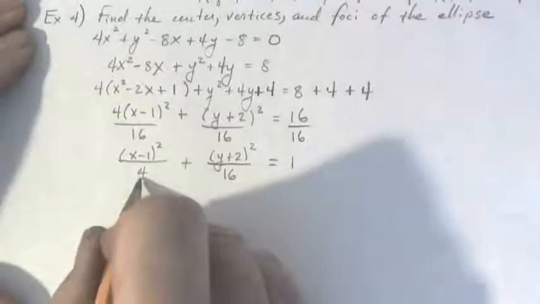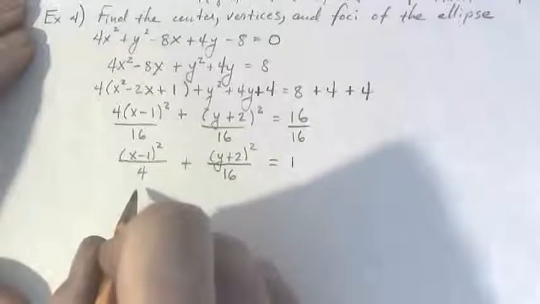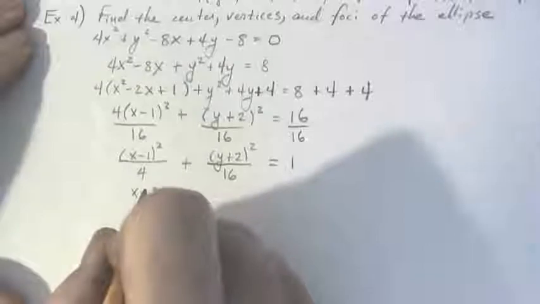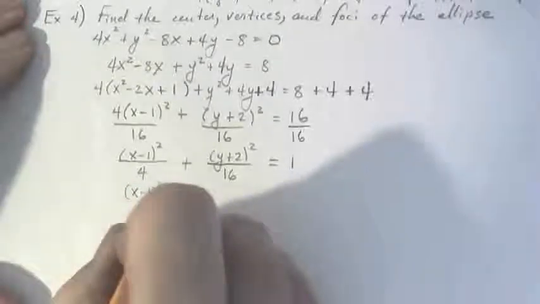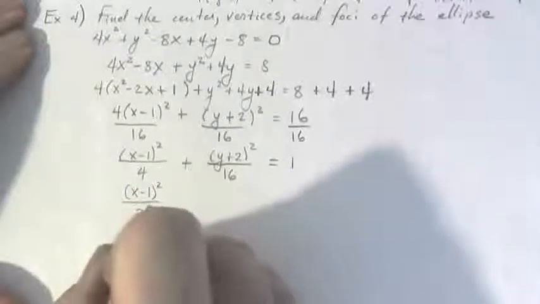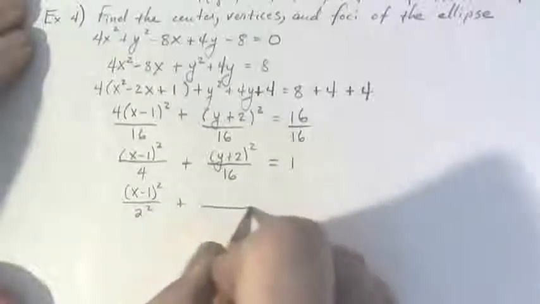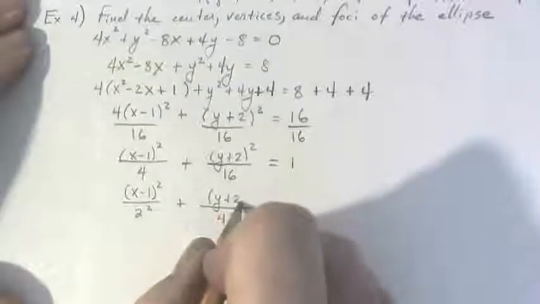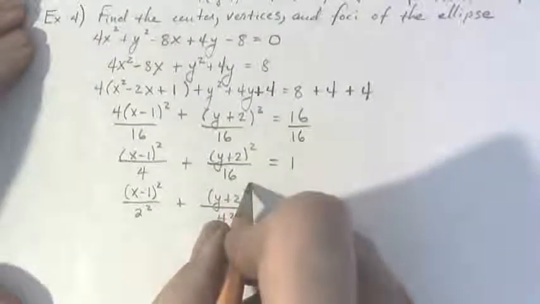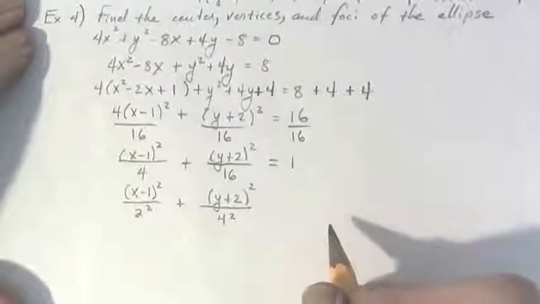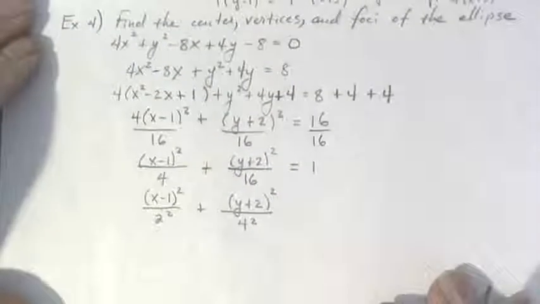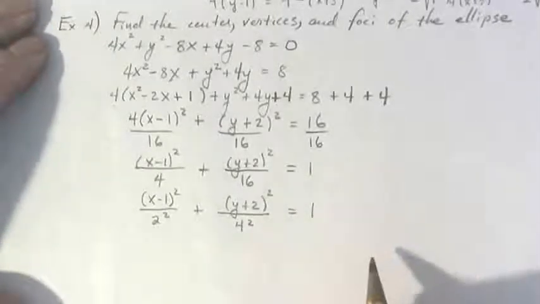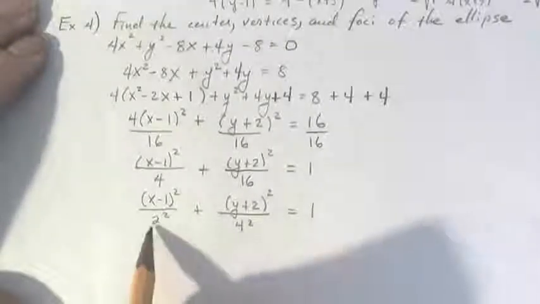And if we want to write these squared, we can. We don't always have to do that, but to put it truly in standard form, we should write it like this. 16 is 4 squared. And this is equal to 1. This way we can see the A and the B.